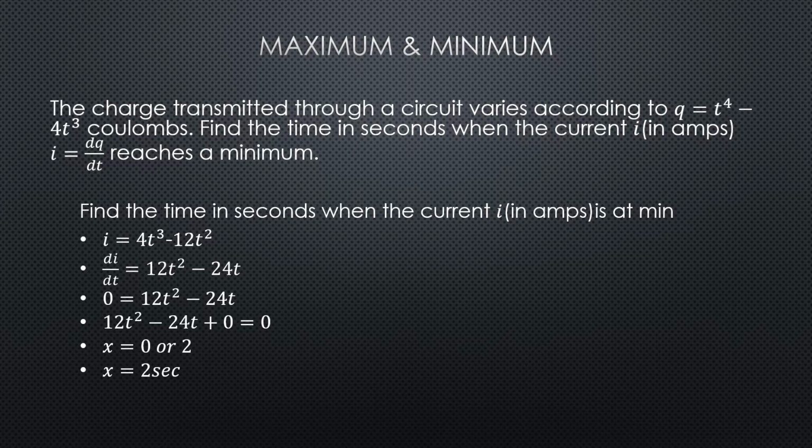And now you can use the quadratic formula, or you can use your TI-89, and you should get two answers for t, a 0 or a 2. And 0 is not really time, it's nothing. And so our answer should be 2 seconds.